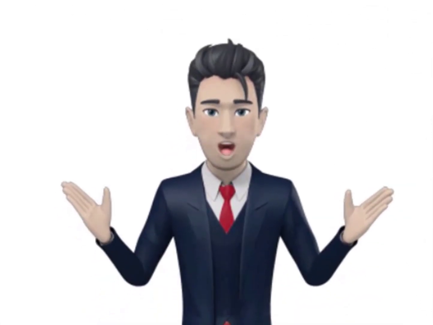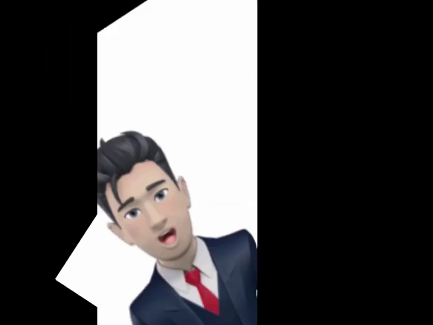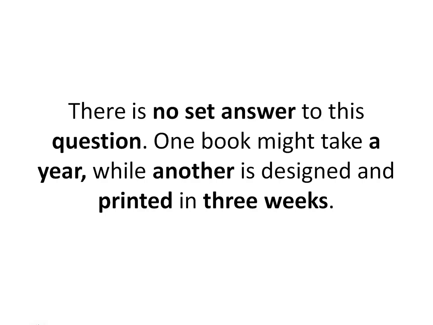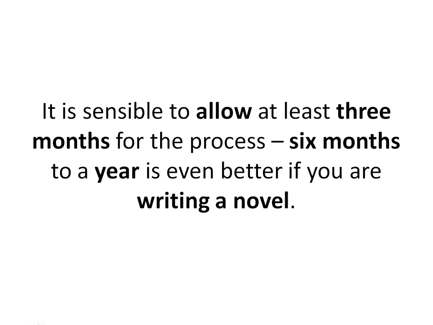How long does it take to write a book and get it published? There is no set answer to this question. One book might take a year while another is designed and printed in less than 3 weeks. It is sensible to allow at least 3 months for the process. 6 months to a year is even better if you are writing a novel. This is something that you shouldn't rush. You need to get it right before you publish your book.